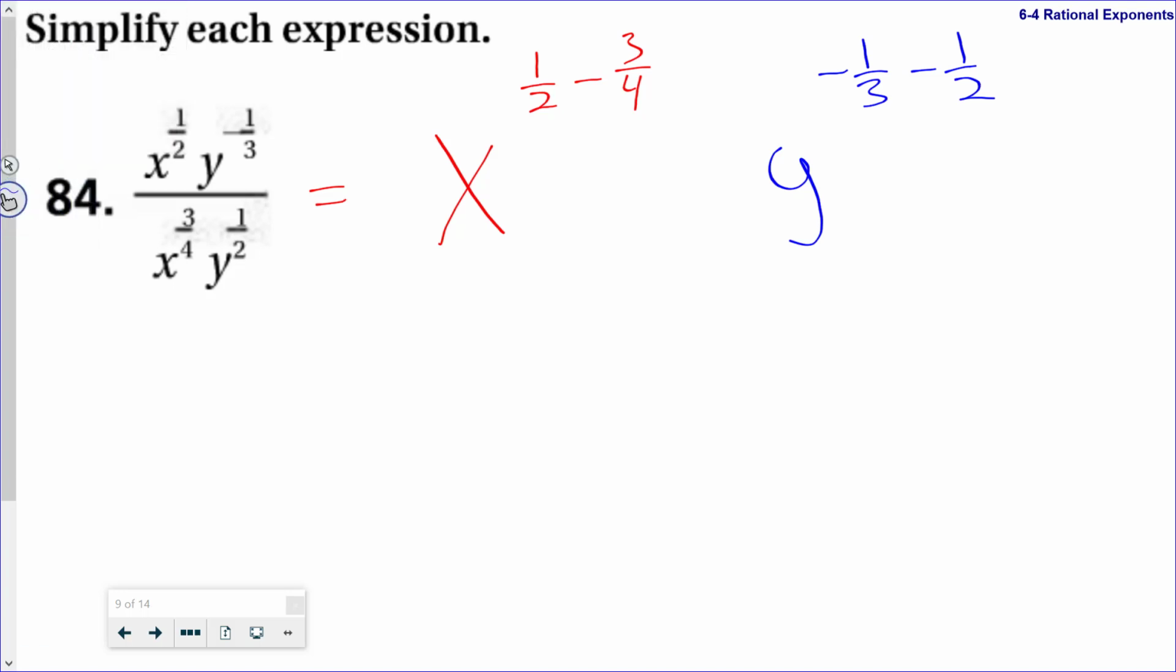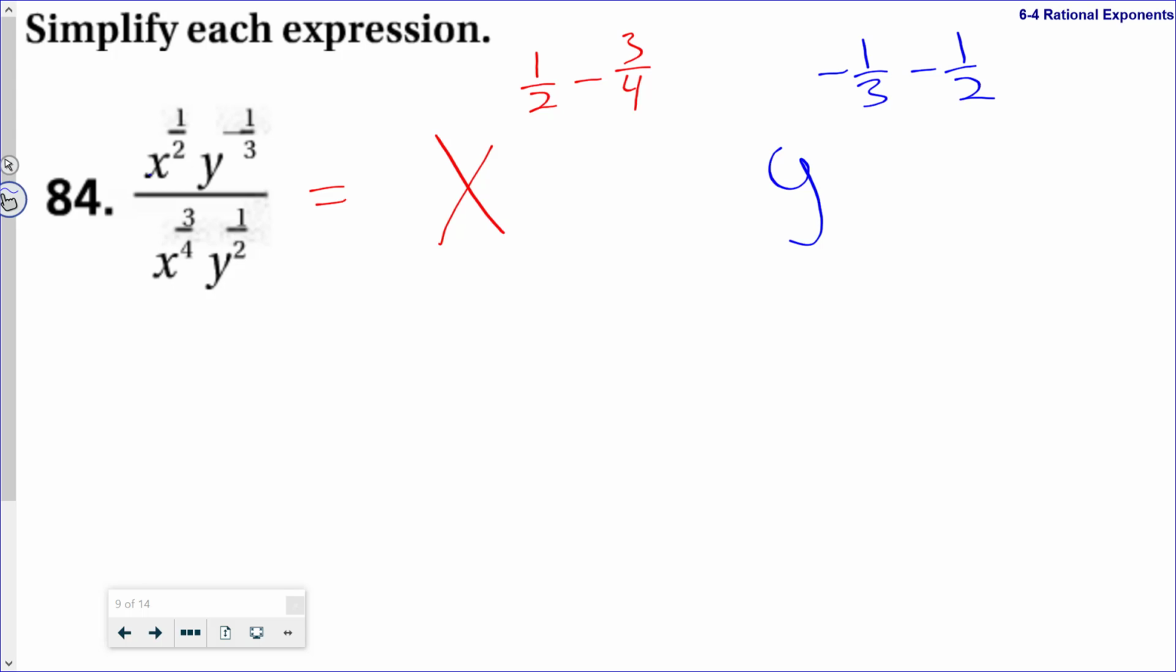Does anyone have any questions about how we went from this expression to this expression over here? Diavion? Sure. The rules for dividing bases that have exponents that have the same base. So x is the base here, x is the base here, so we're just going to subtract the exponents. So the exponent is 1/2 minus 3/4. And we did the same exact thing with the y.